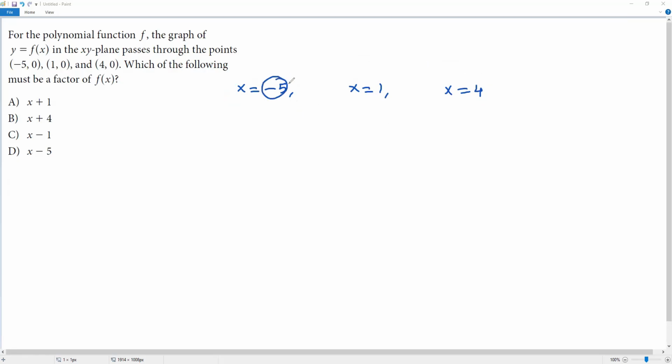Okay, now let me make the right side 0 in the first one. For that, we have to add 5 to both sides of the equation. Here, this negative 5, positive 5 will cancel out. I'm getting x plus 5 equals 0. Let me subtract 1 from both sides in the second one. Then I'm getting x minus 1 equals 0.